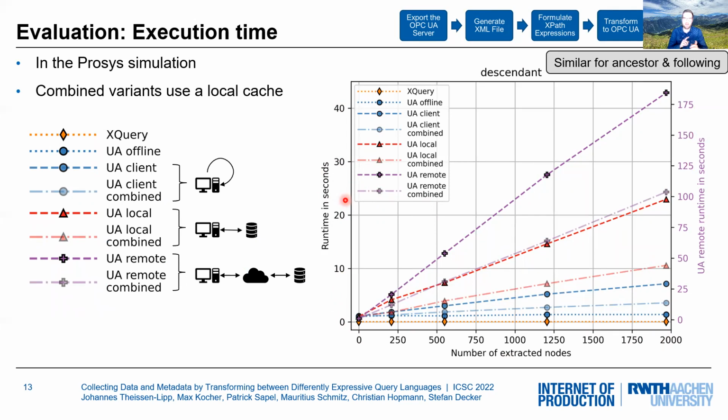Please note that we have a different y-axis scale for the remote setup. The remote setup over the internet takes about 3 minutes. So this is 175 seconds. And we can see that the combined versions that use this additional local cache only take about half the time. So this is a comparison like 180 seconds to 100 seconds, for example, for the remote setup. And the same holds here, about 100 seconds to 50 seconds, for the local network setup.